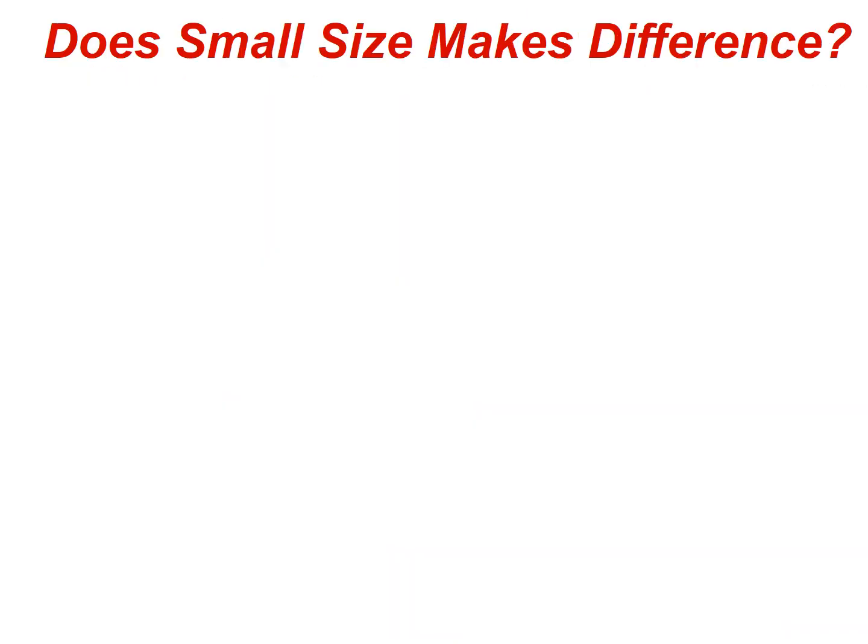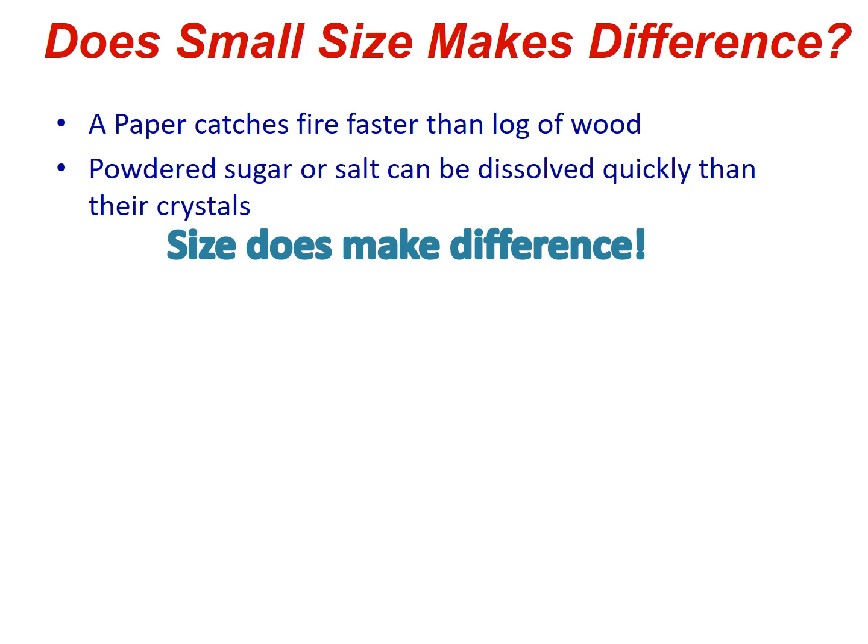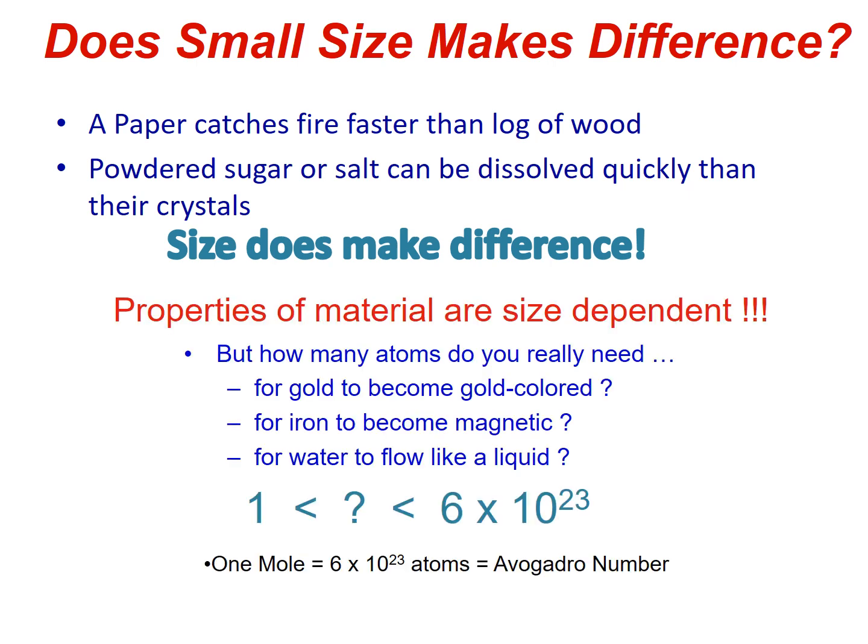Does small size really make any difference? Paper catches fire faster than log of wood from which it is made up of. Powdered sugar is dissolved faster than crystal sugar. So size does matter for the properties of materials. Then what is the size below which the material properties are altered? The small features which contain the smaller number of atoms or molecules than 1 mole. This number is different in different materials.